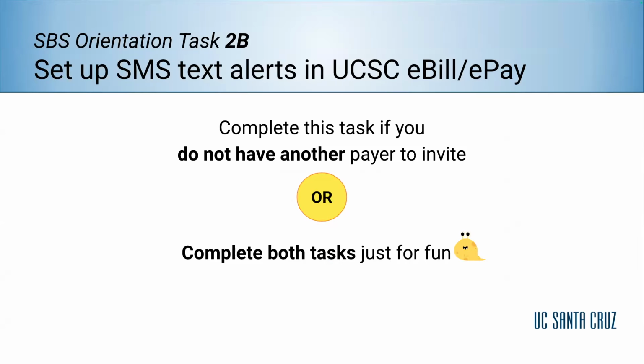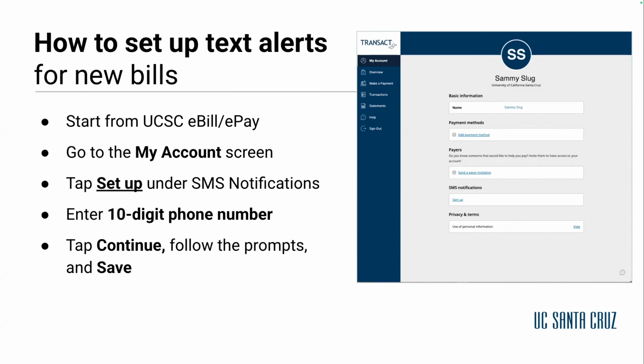Here is your second option for a task for this video. Set up SMS text alerts in UCSC eBill ePay. You can complete this task if you don't have another payer to invite, or complete both tasks just for fun. When you're ready, start from UCSC eBill ePay, go to the My Account screen, and tap Setup under SMS notifications, enter your 10-digit phone number, including area code, and tap Continue, follow the prompts, and save.